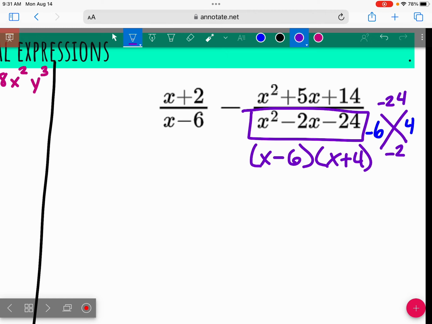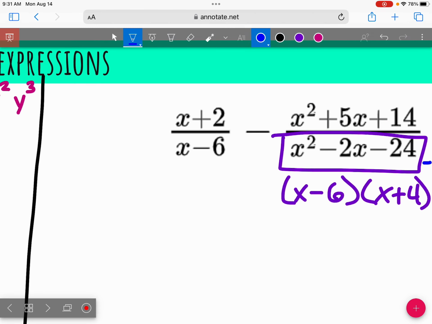So if our denominator has these two pieces, what piece is that guy missing? The x plus 4. So we're going to multiply it by 1, but a weird looking 1. X plus 4 over x plus 4. That's going to give me a common denominator so that I can subtract.